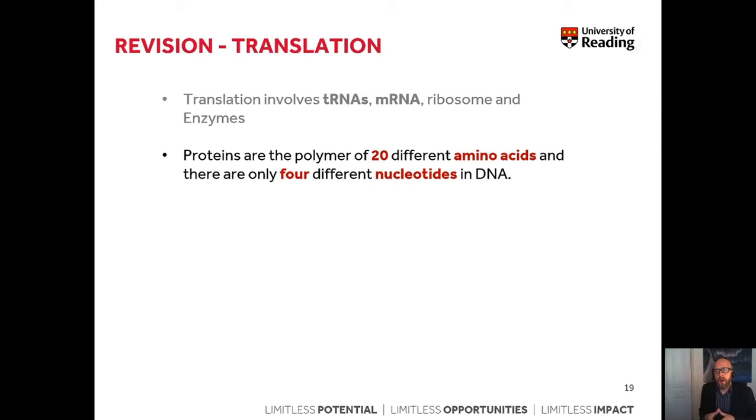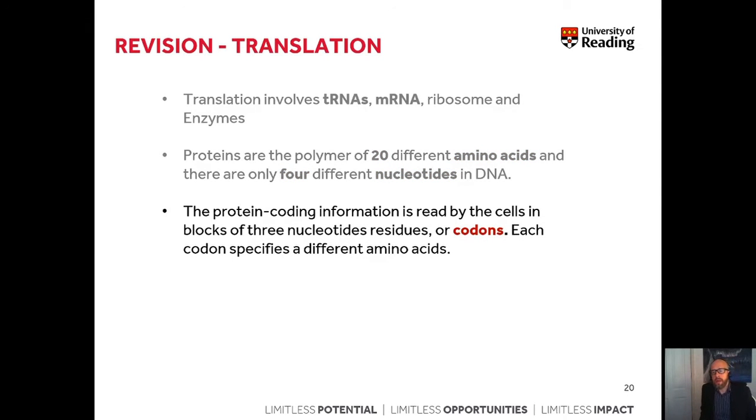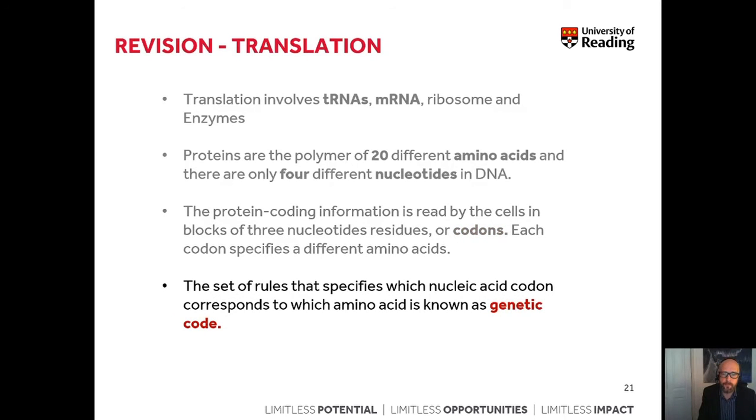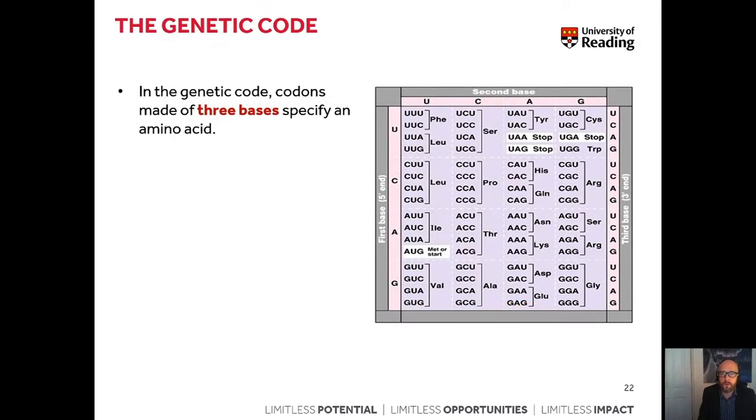In simple terms, all proteins are polymers of 20 different amino acids, but there are only 4 different nucleotides in our DNA. The protein coding information is read by the cells in blocks of 3 nucleotides, sometimes referred to as codons, and each of those codons specifies a different amino acid. There is also a set of very defined rules that specifies which nucleic acid codon corresponds to which amino acid, and this is our genetic code.